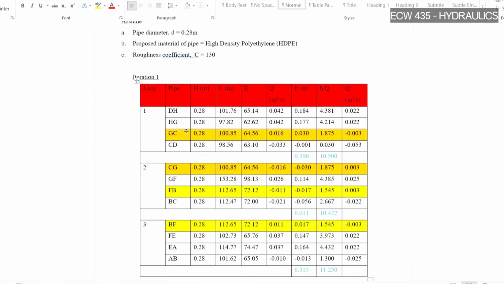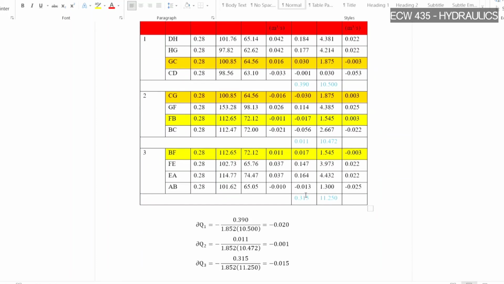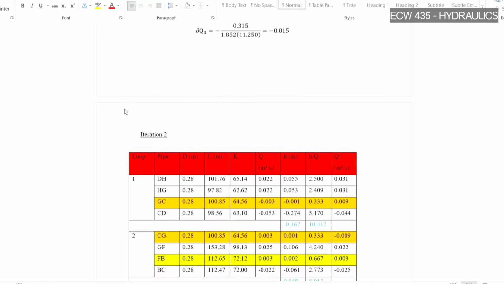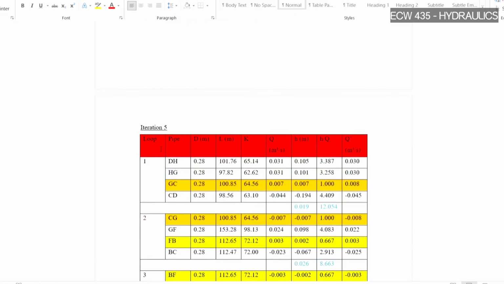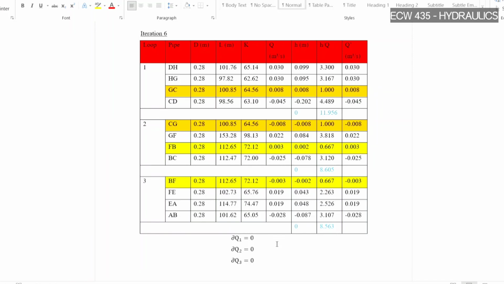Okay, now you can see the first iteration which has 3 loops, loop 1, loop 2, and loop 3. And then we need to put the flow rate that we assumed here and the head loss that was calculated. And as you can see here, the summation of head loss is not 0. So we need to do it until we get 0. So because of that, we need to do the second iteration, and so on until 6 iterations. And as you can see, we get the summation of H is 0.